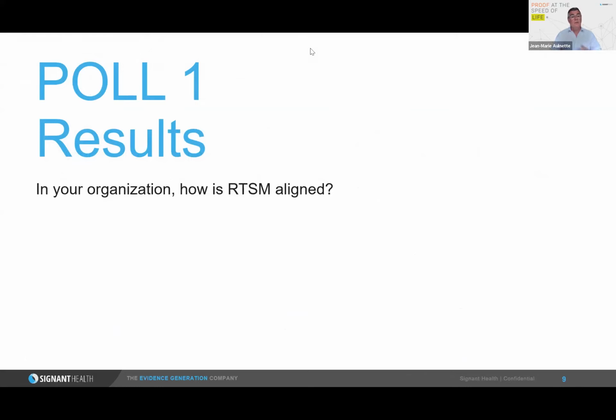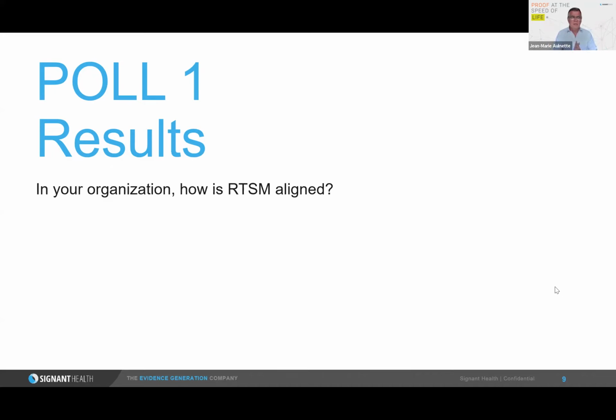So let's look at the result of poll 1: in your organization, how is RTSM aligned? It's very interesting to see that supply management still leads, but clinical operation is becoming very strong as well. And we see that when we are talking to our customers.